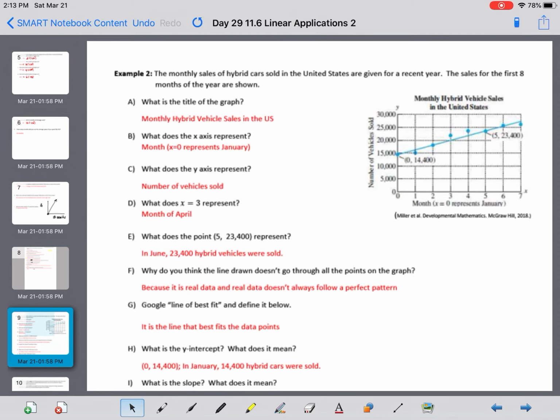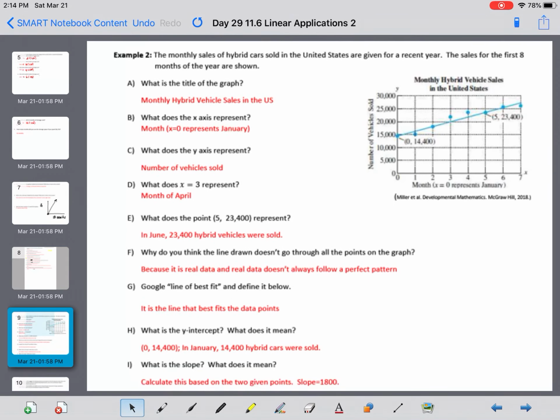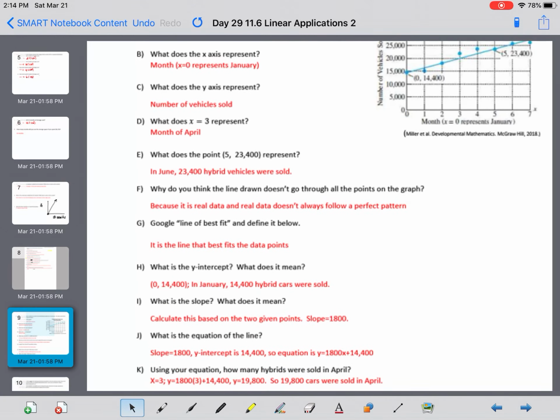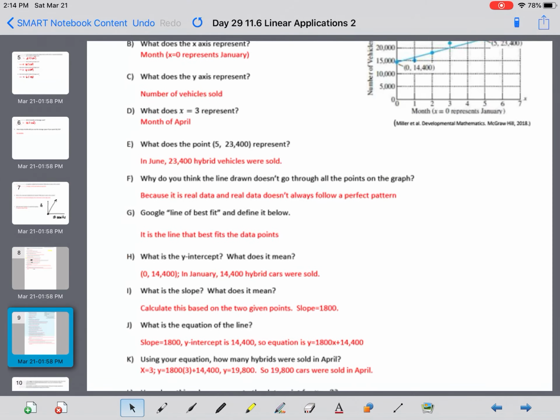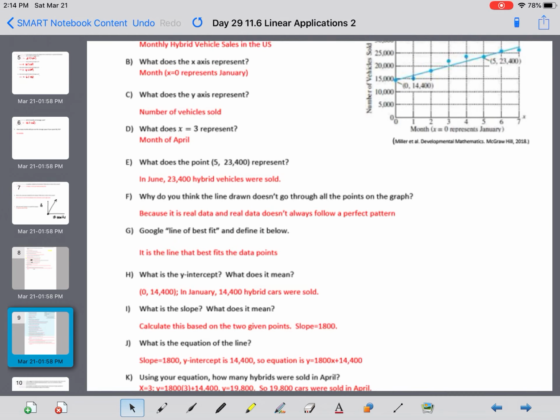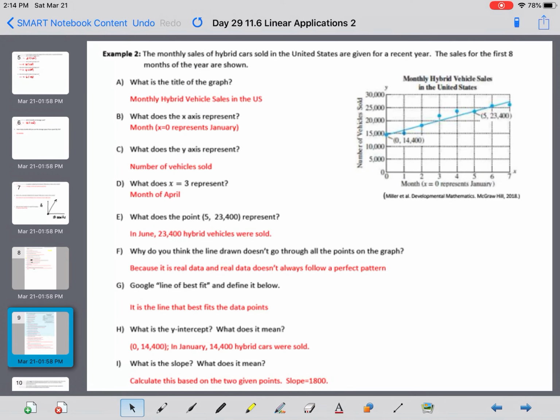But that's the line that best models this situation. So your y-intercept here would be the number of cars sold in the month of January. The slope, so notice we don't actually get the slope in this equation. We did have to calculate it.